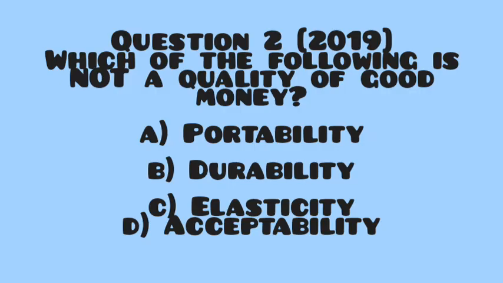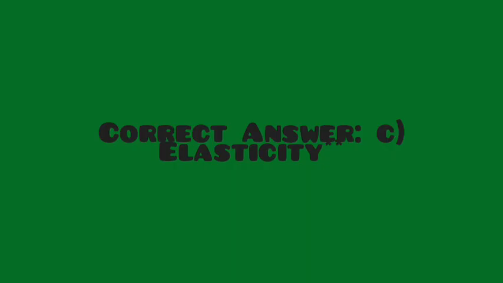Question number 2. This is coming from year 2019. Which of the following is not a quality of good money? A, portability, B, durability, C, elasticity, and D, acceptability. What was our answer? Our answer is elasticity. Let me explain.